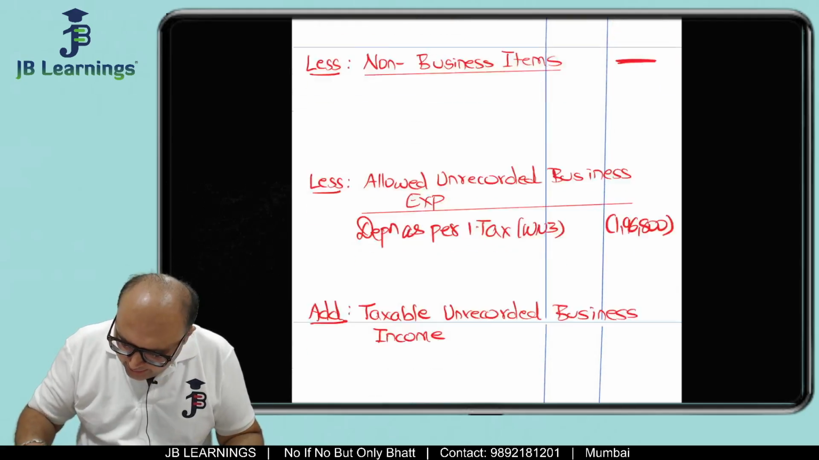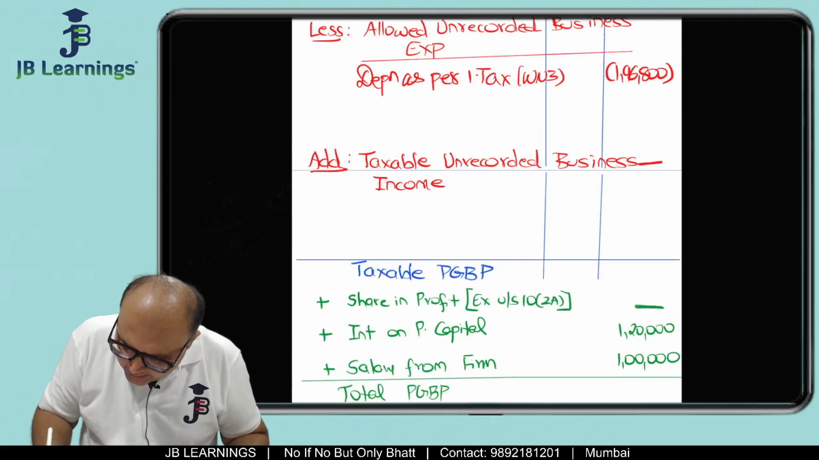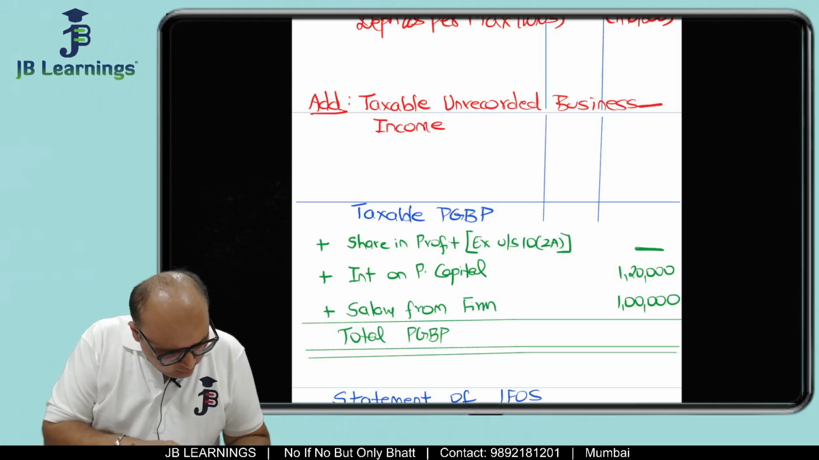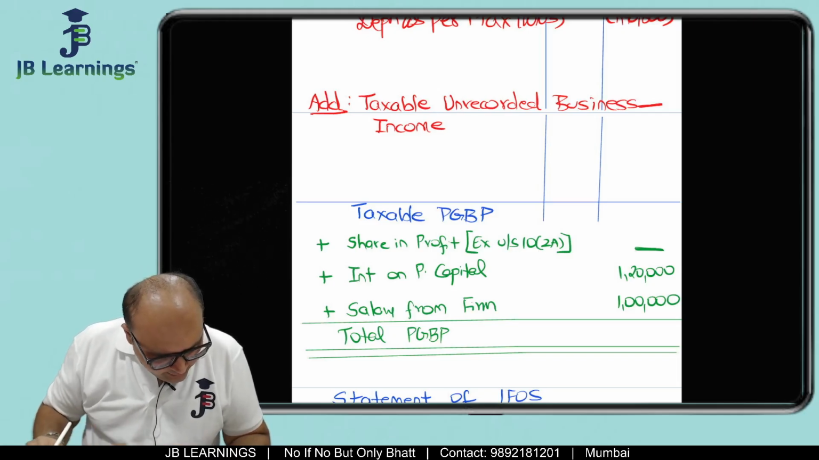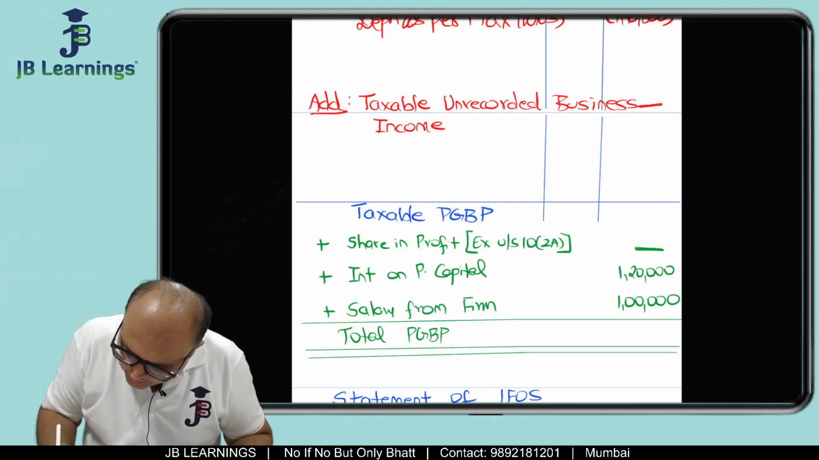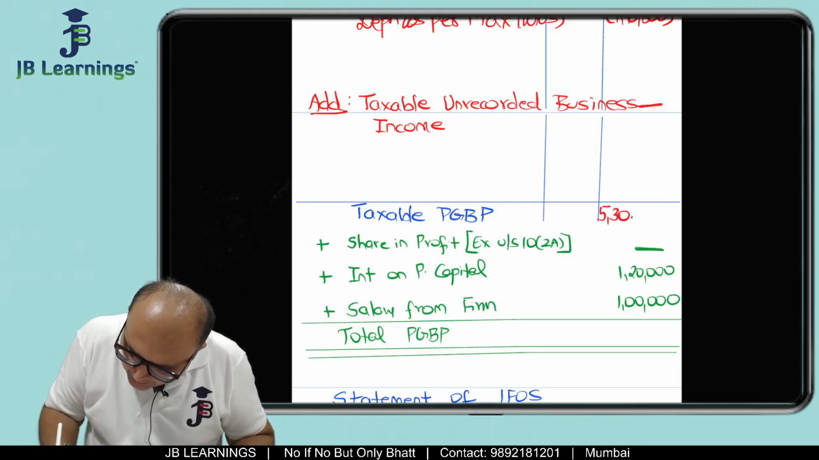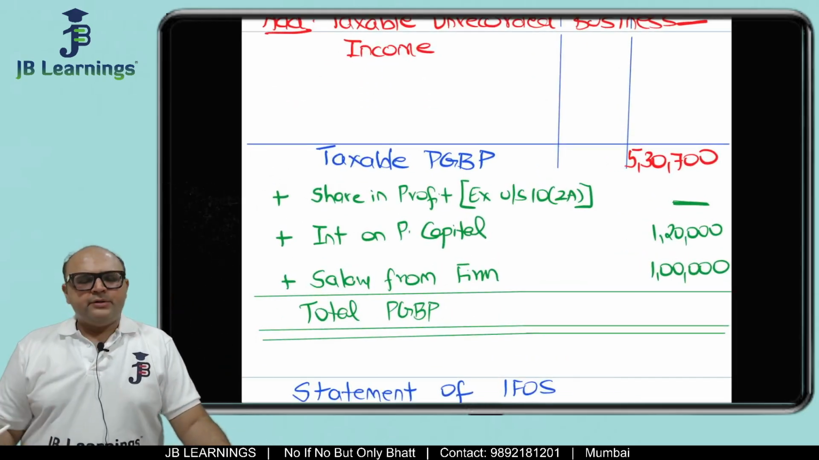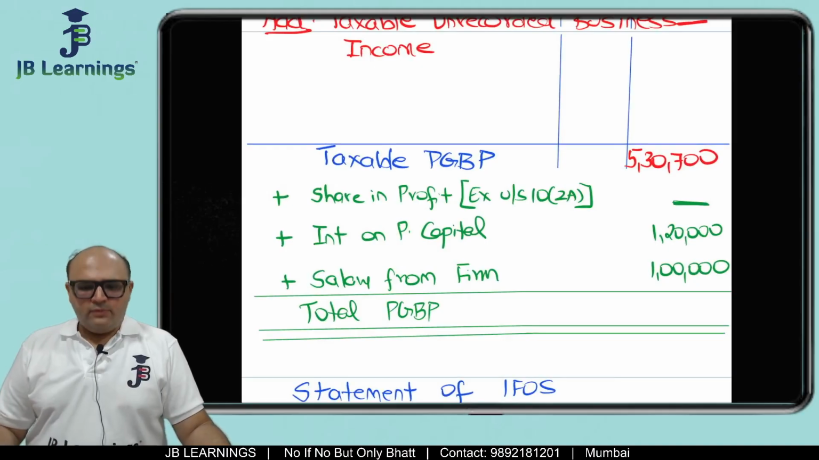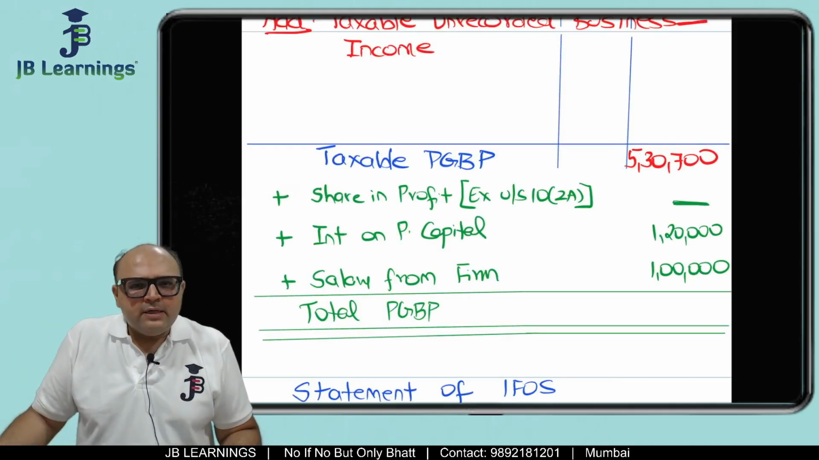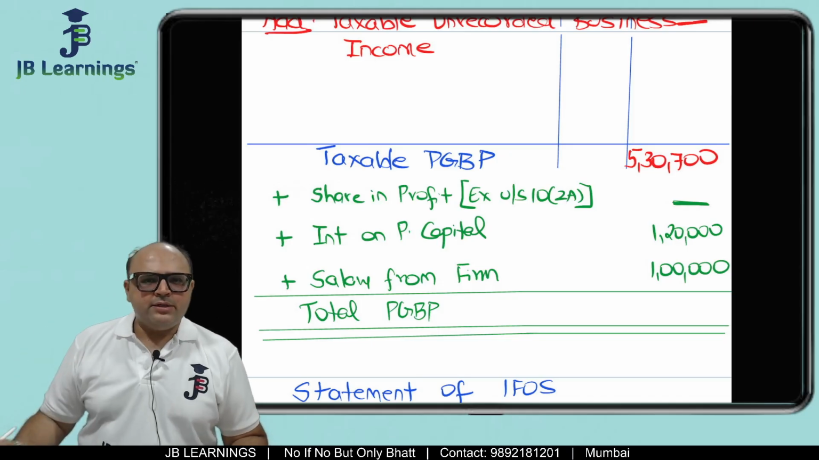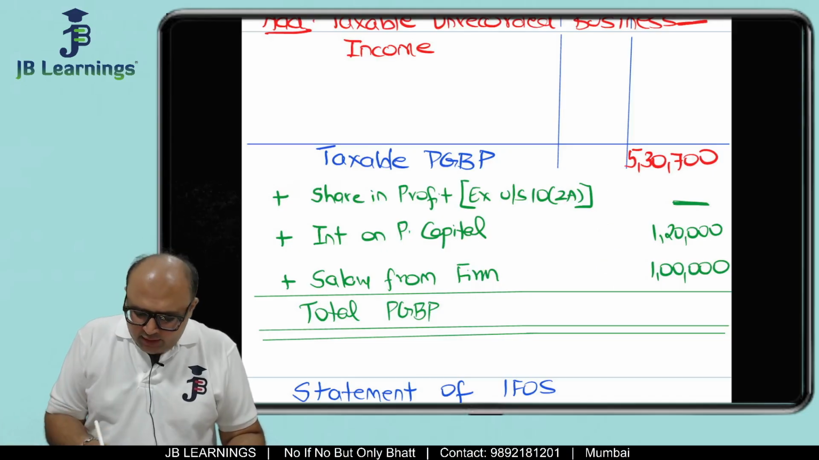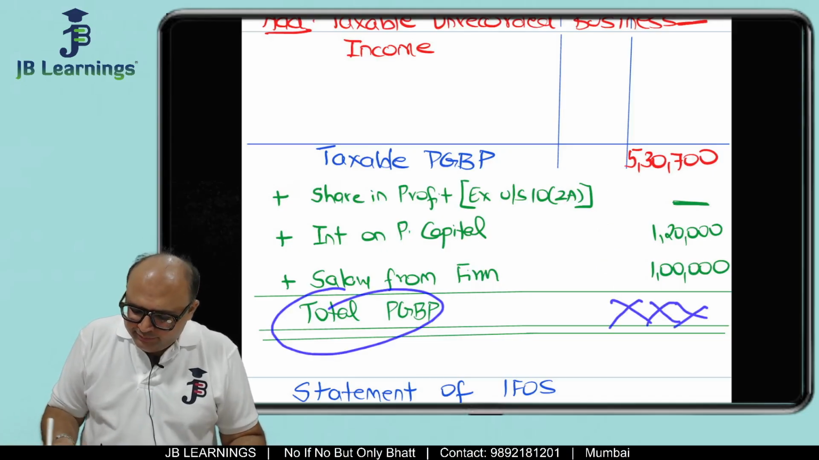Now, do we have anything else? No, nothing else is there. So, what is the total? The total would be 5,30,700. Now, friends, very, very important. This is what we have done as per the proprietary business. Now, as far as the income which is received from partnership firm, what we can do is we can directly add those income below this, and then we will get our total PGBP.